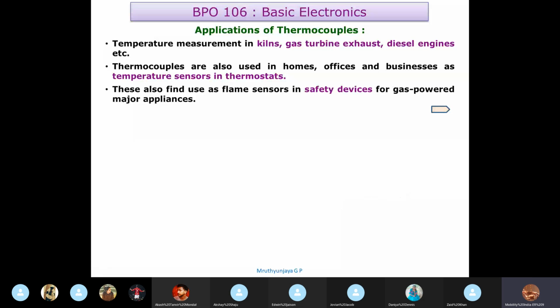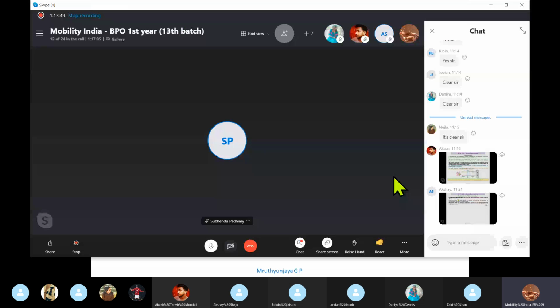Some clarity, we get clarity of a thermocouple and a thermistor. Can you get the difference between thermocouple and thermistor? What is a thermistor?